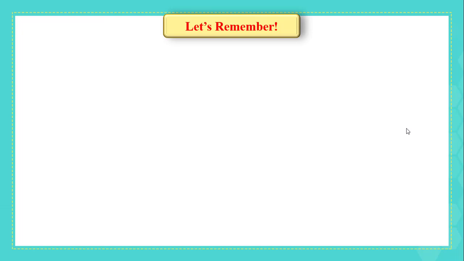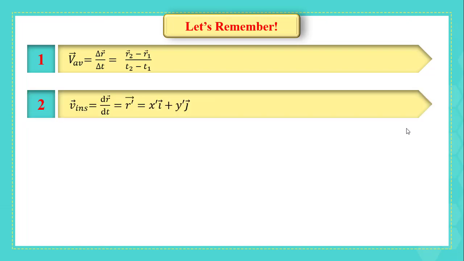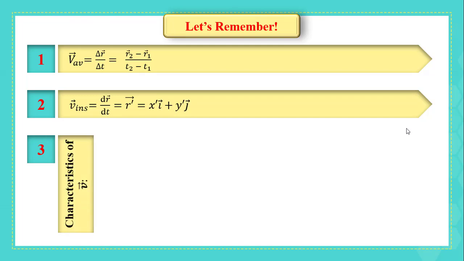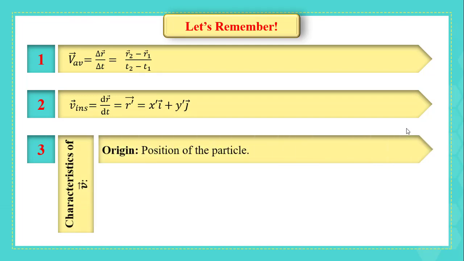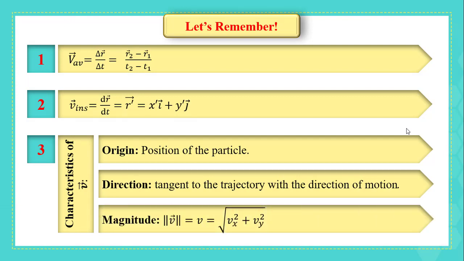Let's remember the main ideas of the previous part. 1. The average velocity vector is the displacement vector divided by delta t. The instantaneous velocity vector is the derivative of the position vector given by x prime i plus y prime j. The characteristics of v are given by origin, the position of the particle, direction tangent to the trajectory with the direction of motion, and the magnitude is radical vx squared plus vy squared.